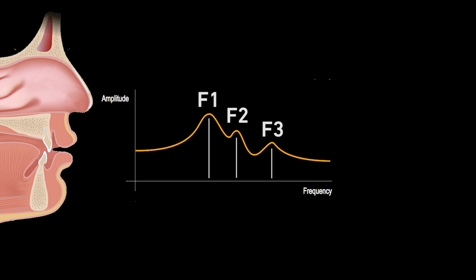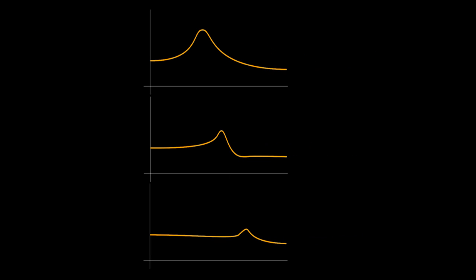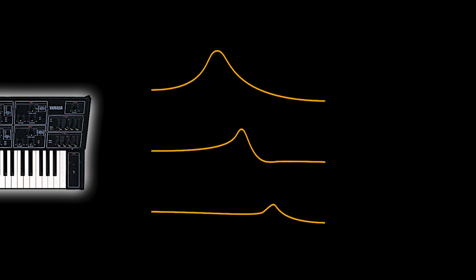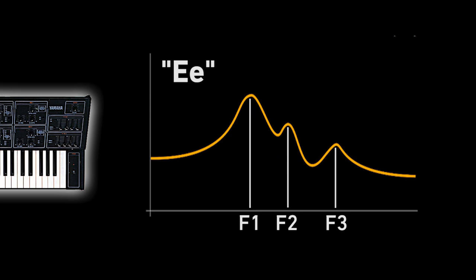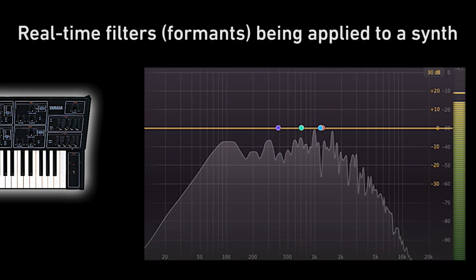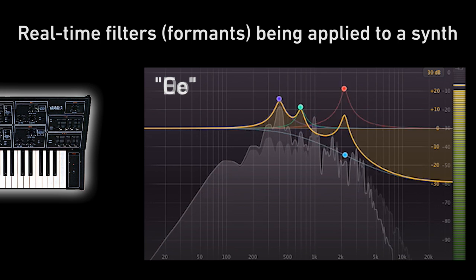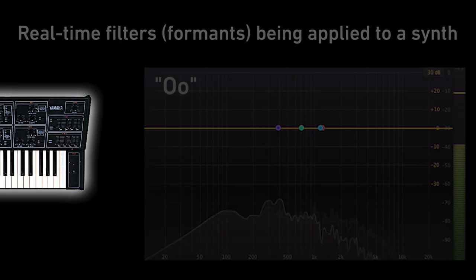It then converts this data into a series of filters, each corresponding to a different formant. This filter series is then applied in real time to a synthesized instrument. The result is a simulated vowel sound being produced, which maintains the timbre of the synth. This process basically emulates a talk box, which actually sends an audio signal into the person's mouth via a tube.